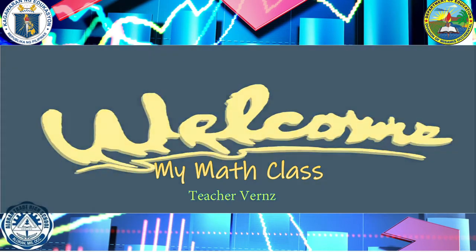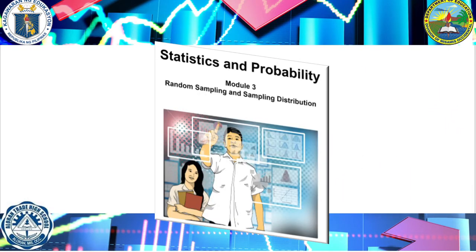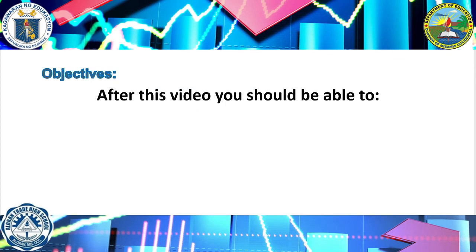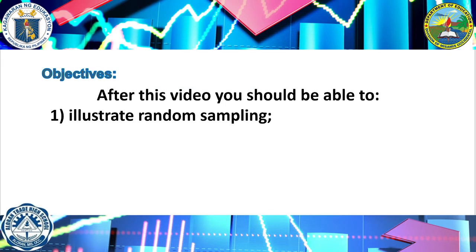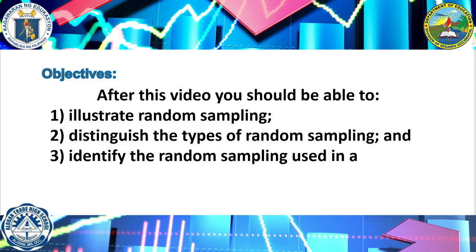This is Teacher Burns and we'll be having Statistics and Probability. We're using Module 3, which is about random sampling and sampling distribution. Our lesson is about illustrating random sampling. After this video, you should be able to illustrate random sampling, distinguish the types of random sampling, and identify the random sampling used in a given situation.